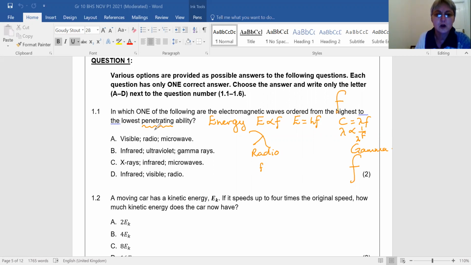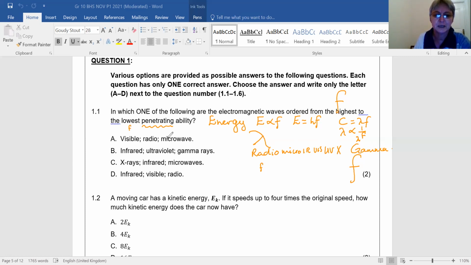So to order them from the highest to the lowest penetrating ability, we have radio, micro, infrared, visible, UV, X-rays, and then gamma rays.